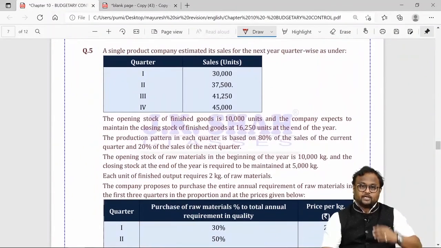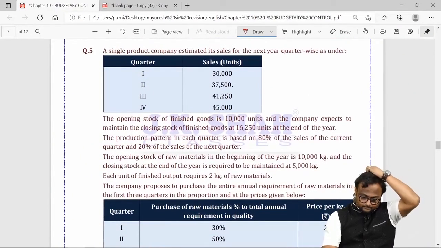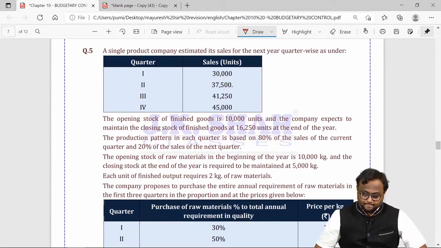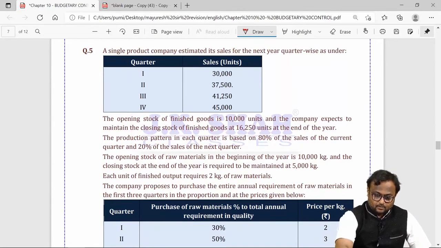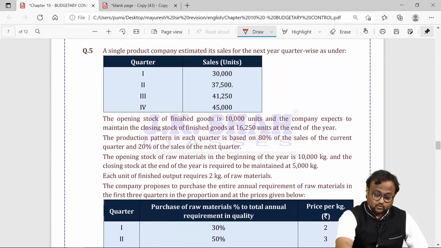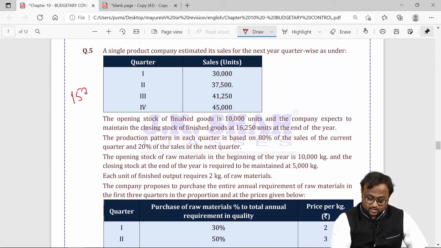Same thing was supposed to be done here. You had a quantity to be sold. In the next question, you had quantity to be sold. 37,500 was your next quantity to be sold. 41,250 third quarter, 45,000 fourth quarter. So in all, you were planning to sell 1,53,750 units.